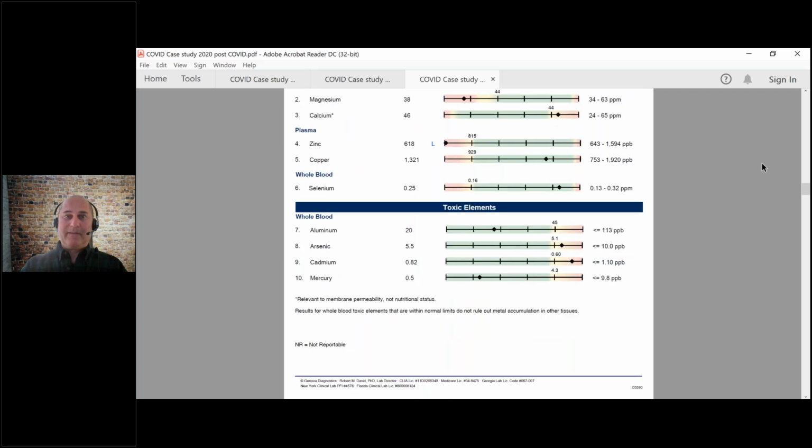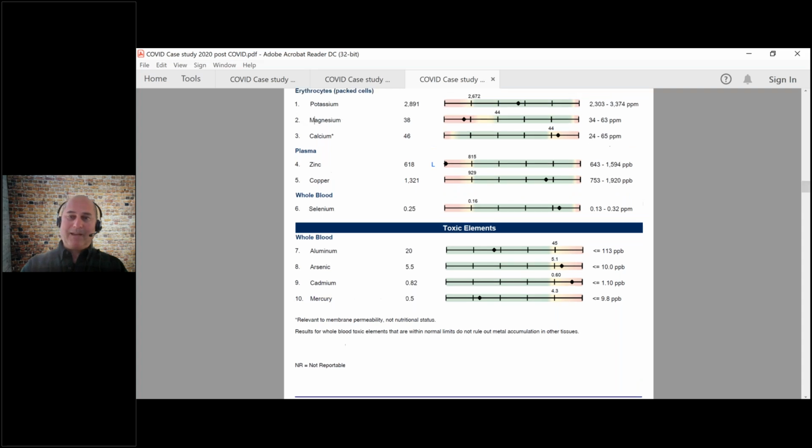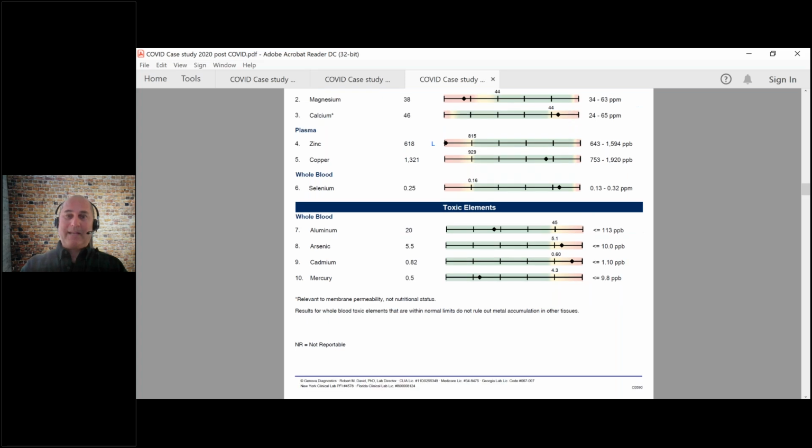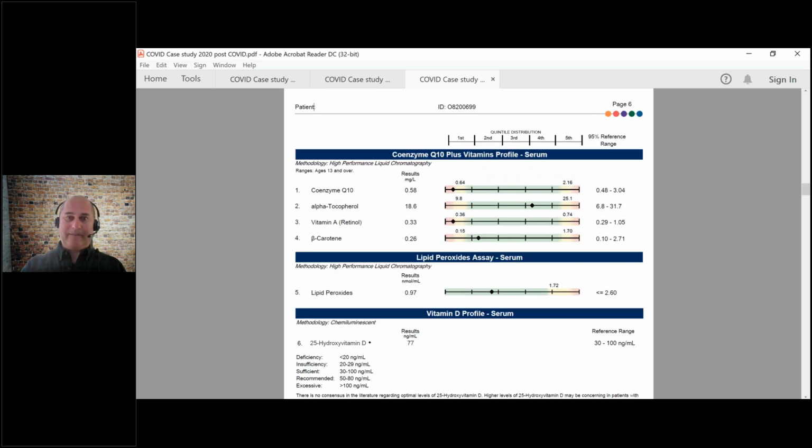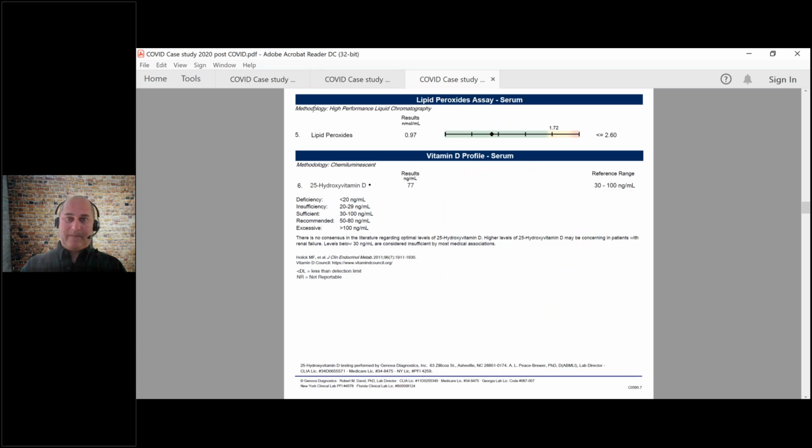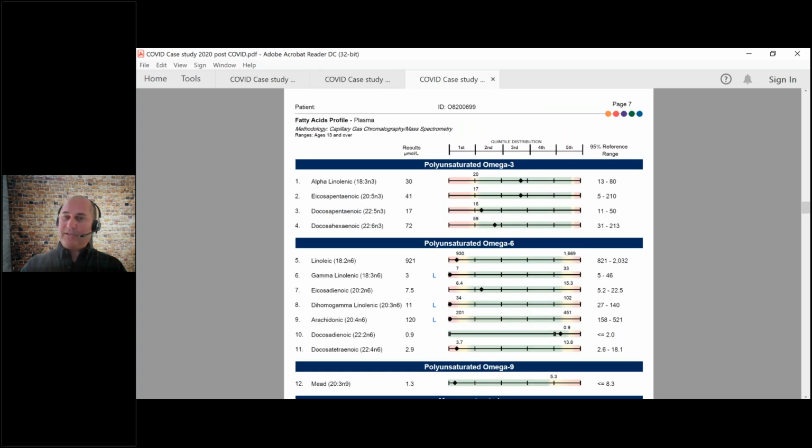So magnesium levels are low. Okay, not all of this was caused by COVID, but some of it was. Antioxidant levels now low. Omega-3s are okay, but the omega-6s not so good. Omega-6s were wiped out.